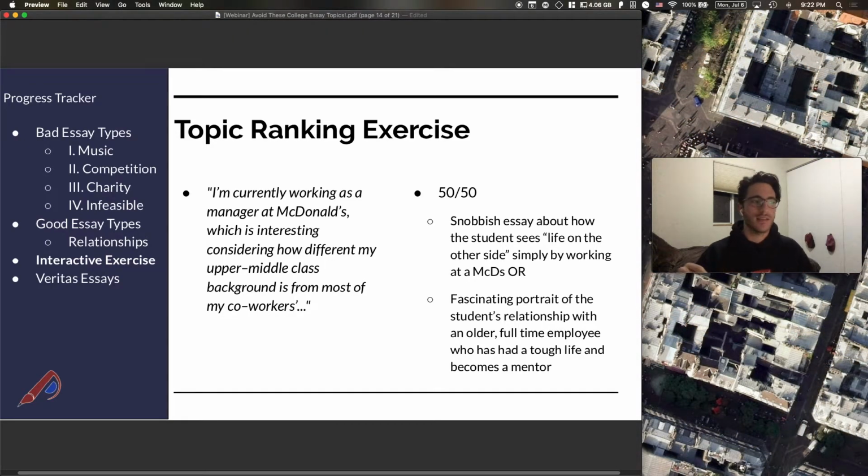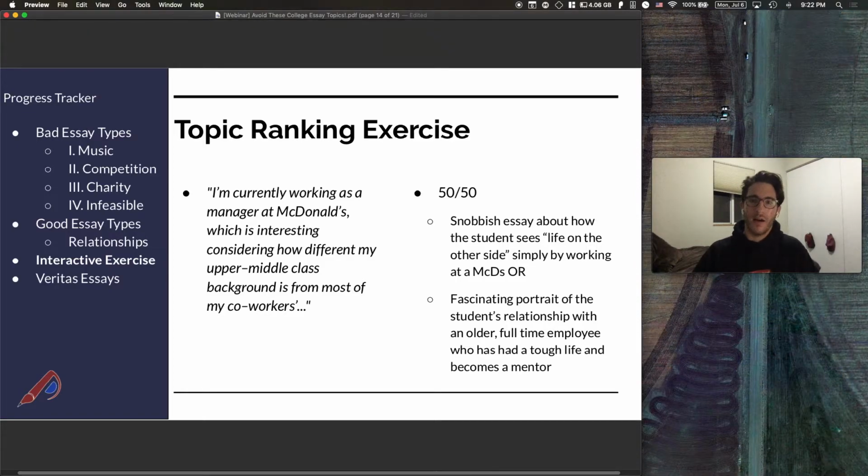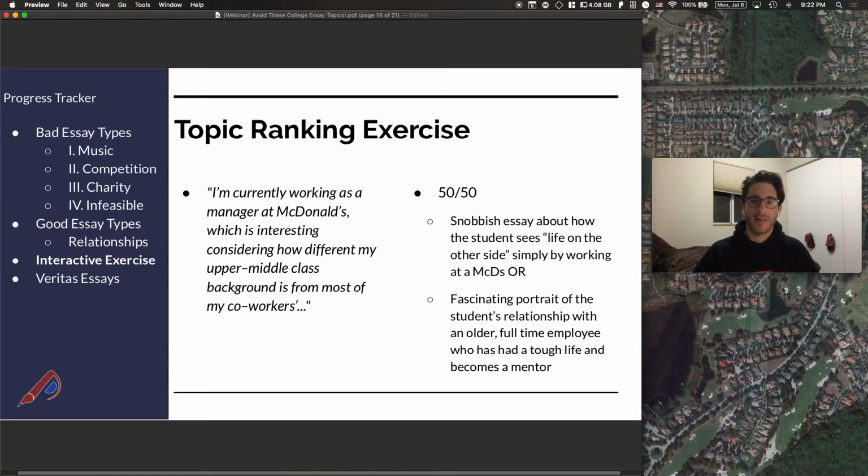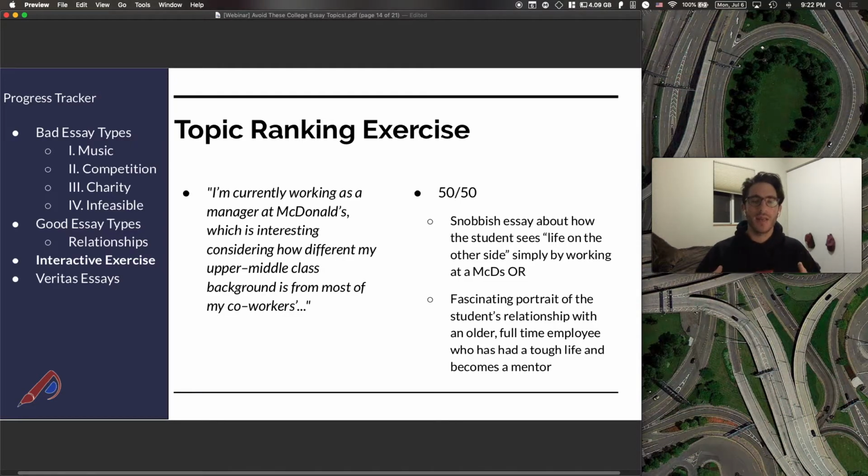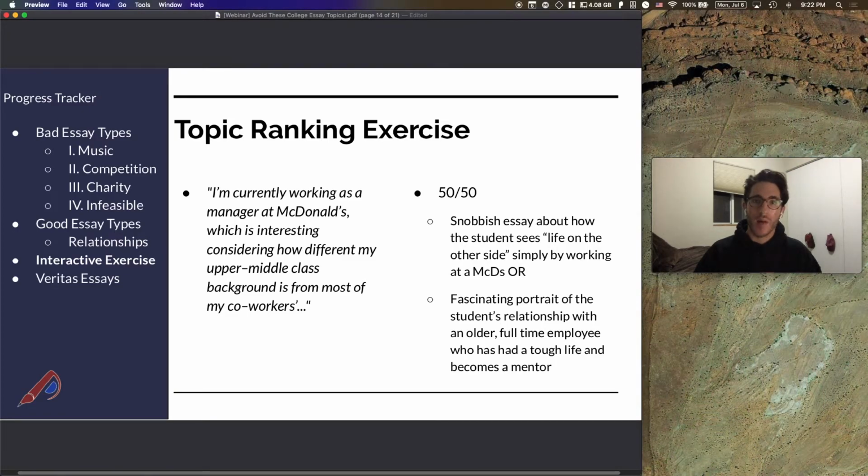However, now imagine this essay is written as a portrait of an older mentor that the student met while they were working at McDonald's. And this person has talked them through their own trials and tribulations throughout their life and really became a confidant and a person that this student can look up to, in a place where they might not have expected to find that sort of relationship.